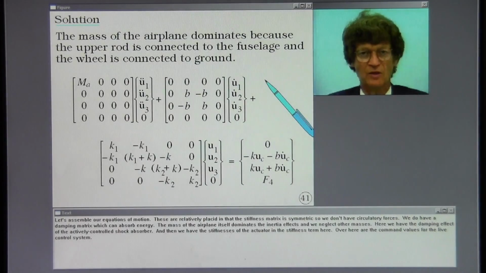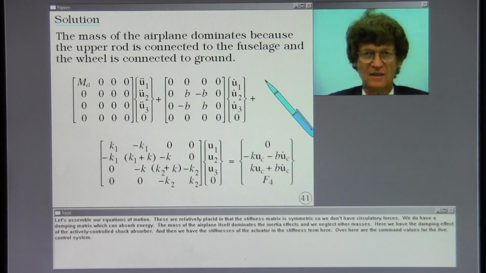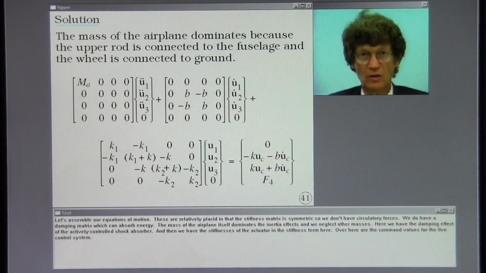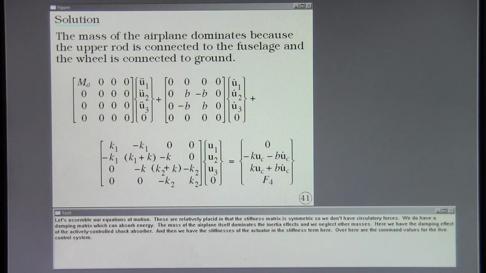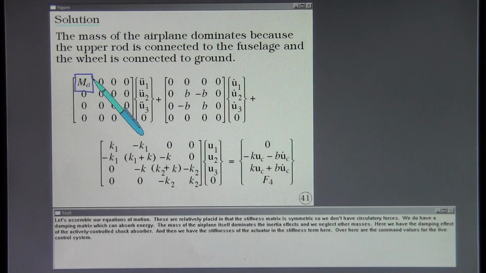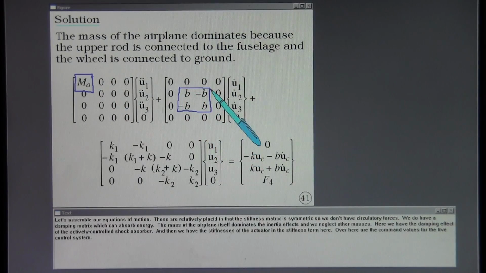Let's assemble our equations of motion. These are relatively placid in that the stiffness matrix is symmetric, so we don't have circulatory forces. We do have a damping matrix which can absorb energy. The mass of the airplane itself dominates the inertia effects, and we neglect other masses. Here we have the damping effect of the actively controlled shock absorber, and then we have the stiffnesses of the actuator in the stiffness term here. Over here are the command values for the live control system.